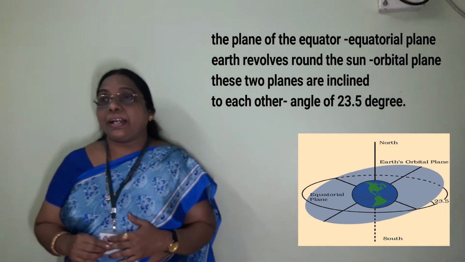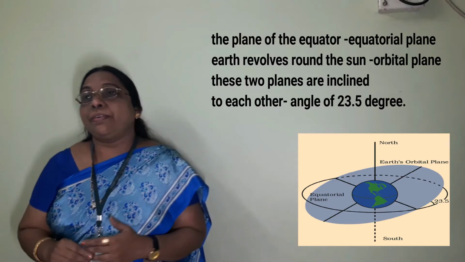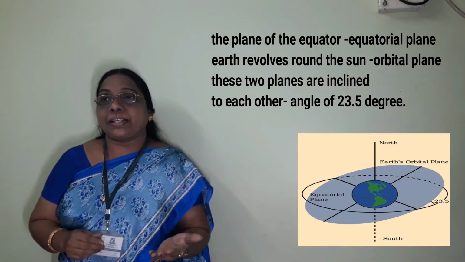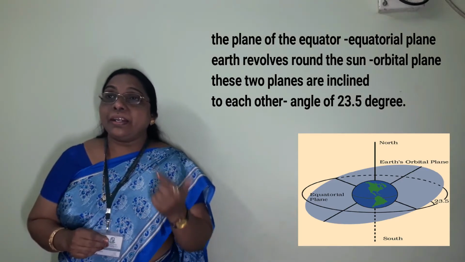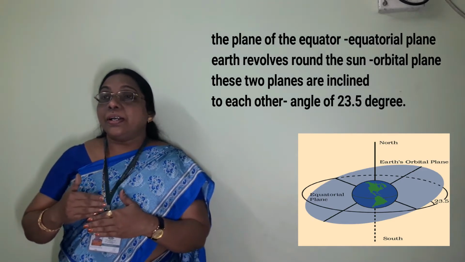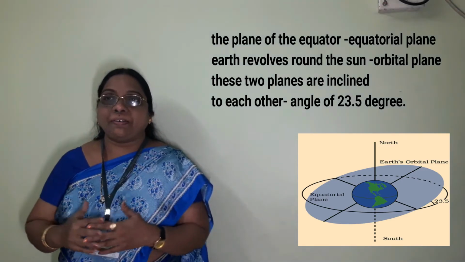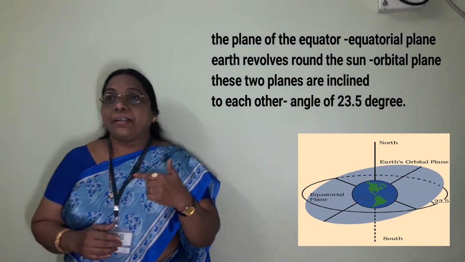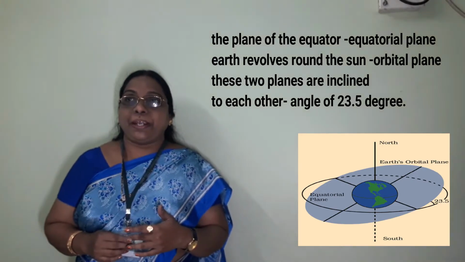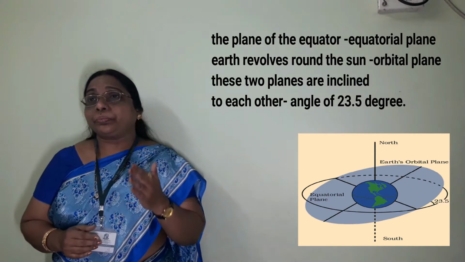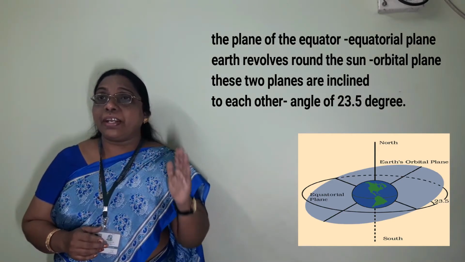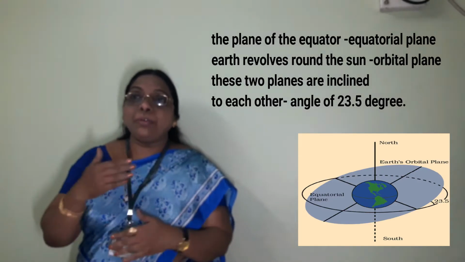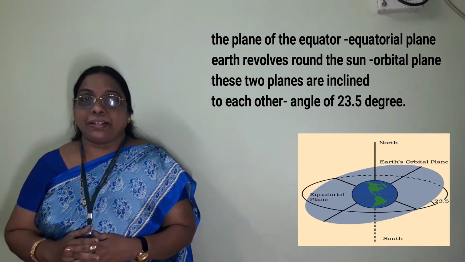We are all familiar with the equator of the Earth. It's like a center wheel, you know that. The plane of the equator we call the equatorial plane. The plane in which the Earth revolves around the sun is called the orbital plane of the Earth. Okay, two planes I mentioned here. The first is the plane of the equator, called the equatorial plane. The second is the plane in which the Earth revolves around the sun, called the orbital plane of the Earth.